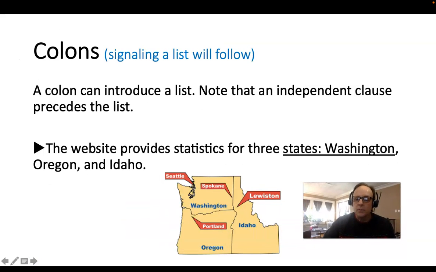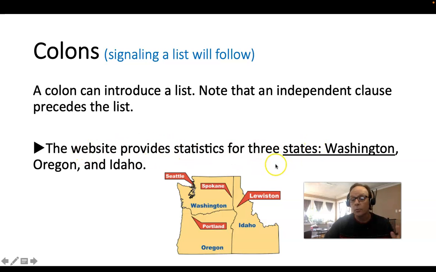This is probably the most common way I use a colon, and I think for most people, a colon can introduce a list. Note that an independent clause precedes the list. So that means we have a sentence first. The website provides statistics for 3 states: Washington State, Idaho, and Oregon. And this website provides statistics for these 3 states.